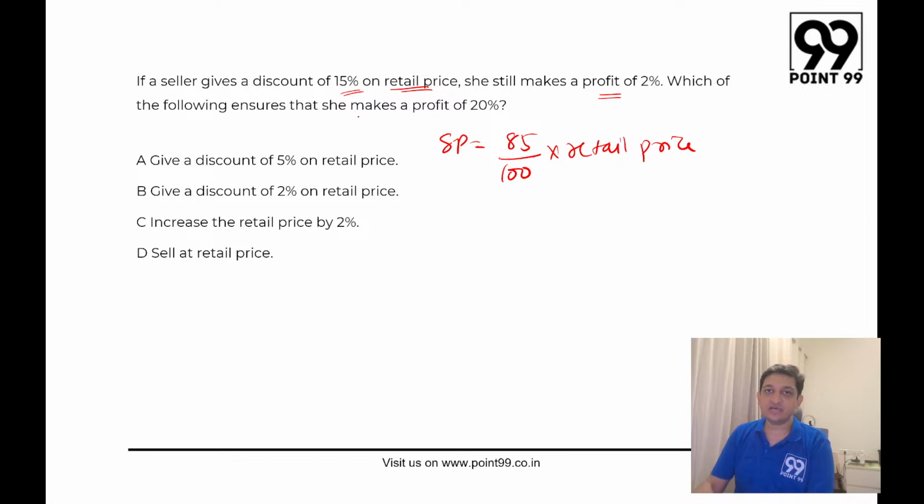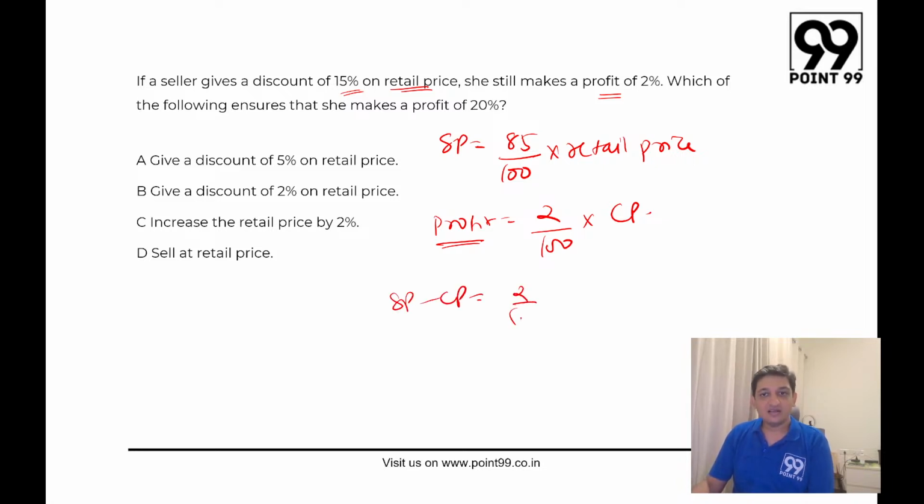ठीक है? 15% डिस्काउंट है बट प्रॉफिट इज 2%. सो प्रॉफिट इन दिस केस इज 2%, ठीक है? सो प्रॉफिट इज 2/100 इंटू कॉस्ट प्राइस, बट प्रॉफिट इज नथिंग बट सेलिंग प्राइस माइनस कॉस्ट प्राइस. सो ऐसे कुछ होगा, राइट? सो प्रॉफिट इज 2% ऑफ कॉस्ट प्राइस, सो सेलिंग प्राइस माइनस कॉस्ट प्राइस विल बी दिस.